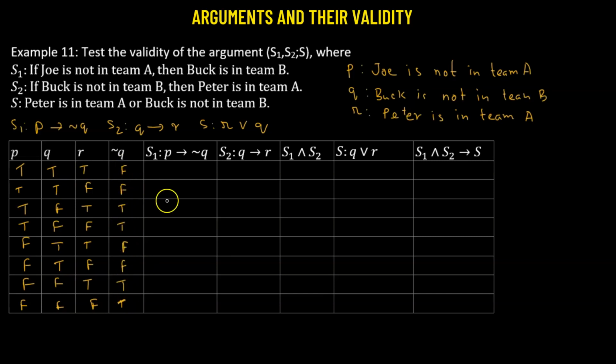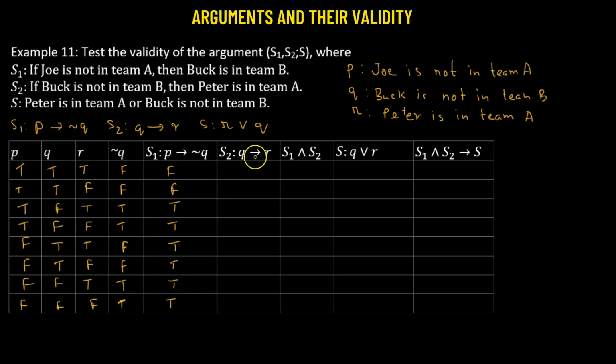So we go to statement number 1 or the hypothesis number 1. If P, then not Q. So this is true. If true, then false. So this is going to be false. If true, then false. So this will be false. If true, then true, this will be true. If true, then true, this will be true. If false, then false, this will be true. If false, then false, this will be true. If false, then true, this will be true. If false, then true, this is going to be true as well.